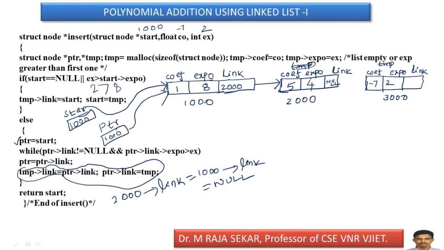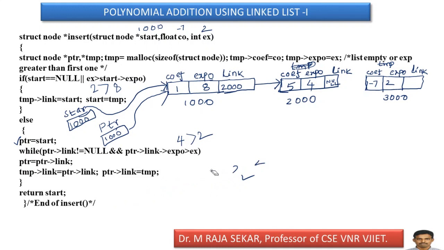2000 EXPO means 4. 4 greater than EX. What is my EX value? 2. Correct. 4 greater than 2, it's true. PTR arrow link, 1000 arrow link, 2000 not equal null is true, and 4 greater than 2 is true. Logical AND means both of them must be true. Both are true means this while loop is satisfied.